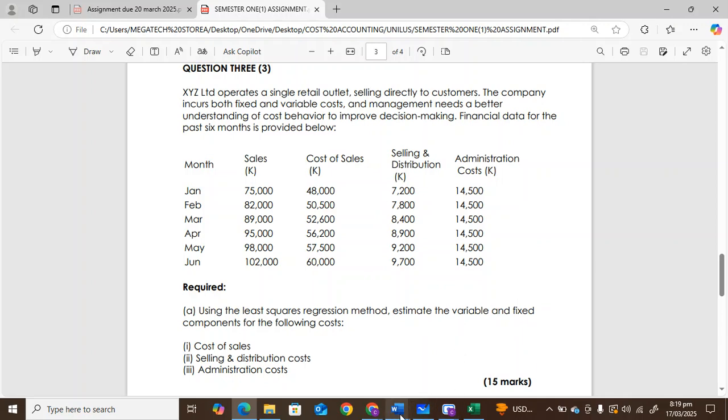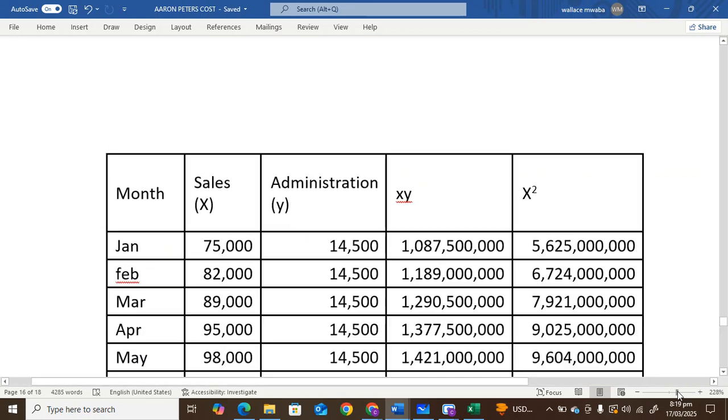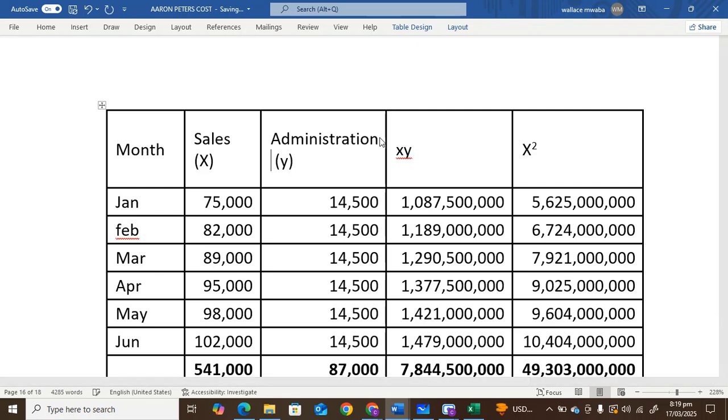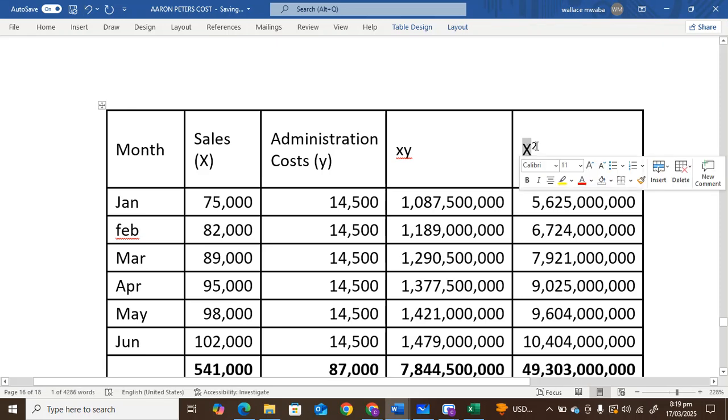So make this table here. Okay, we've got sales, administration costs. Then the first column, you're multiplying the value in x by the value in y. And in this other column here, you're going to be squaring the x values.